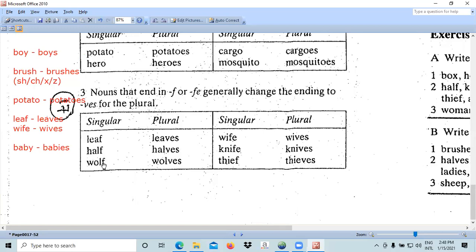Leaf, half, wolf. So the plurals are leaves, halves, wolves.